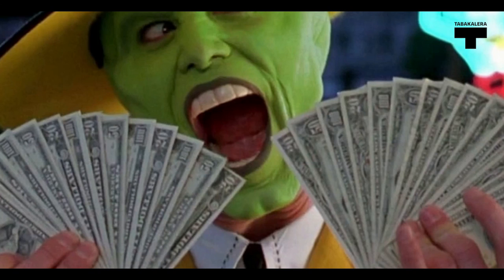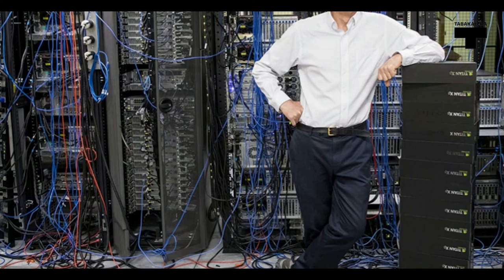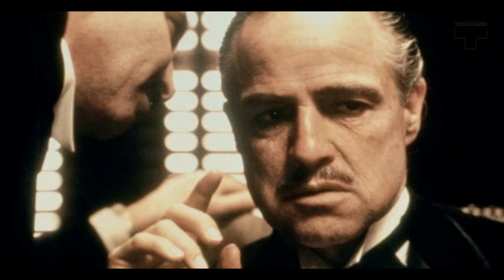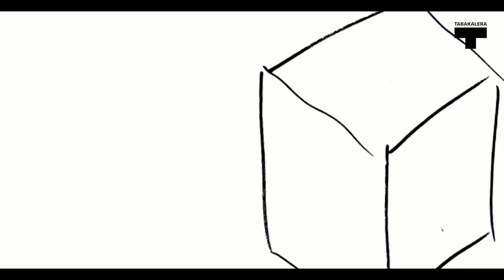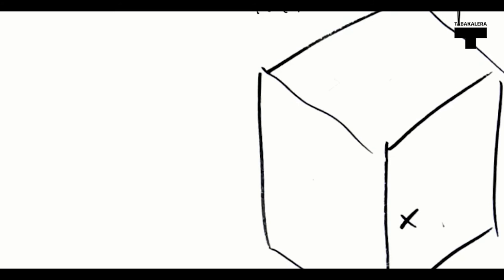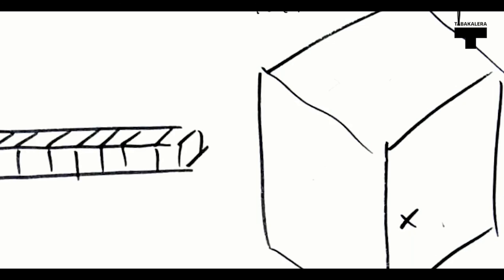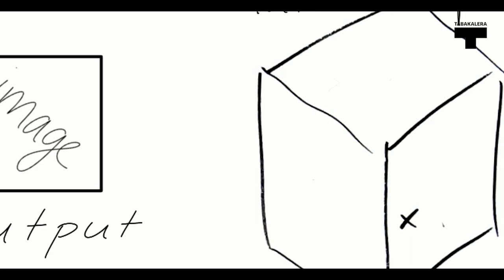But without the kind of budget of a Hollywood production, we'll instead seek the advice of Geoffrey Hinton, the so-called godfather of artificial intelligence, who said, to deal with a 14-dimensional space, visualize a 3-dimensional space and say 14 to yourself very loudly. Everybody does it. So let's just do that and visualize our latent space of many dimensions as a simple 3-dimensional cube, where a random point gives us a random coordinate, a list of random numbers that goes into our generator and outputs an image.